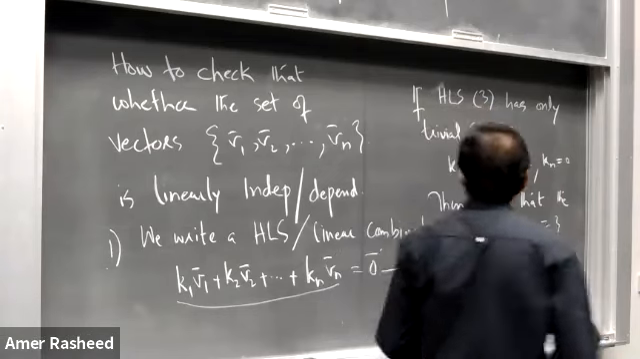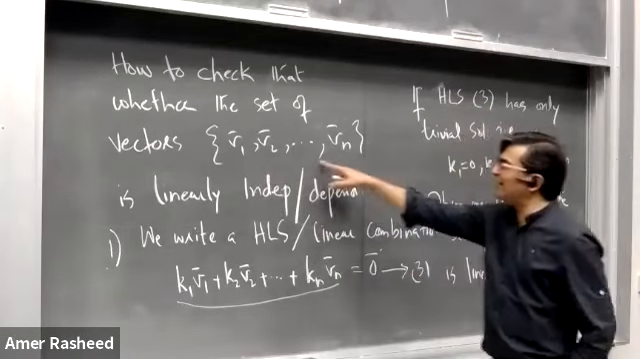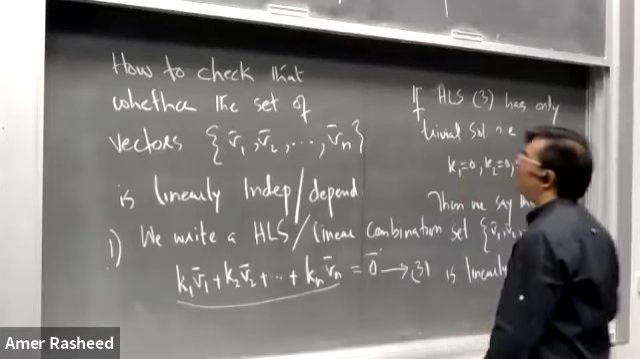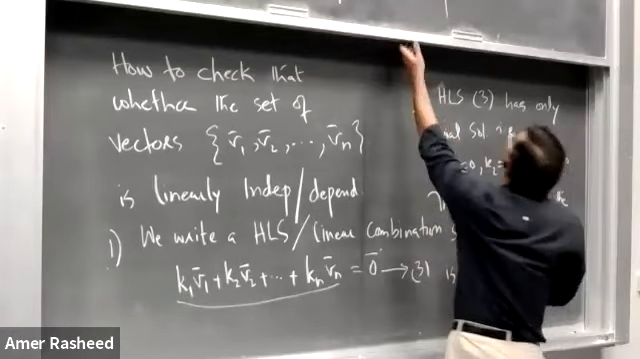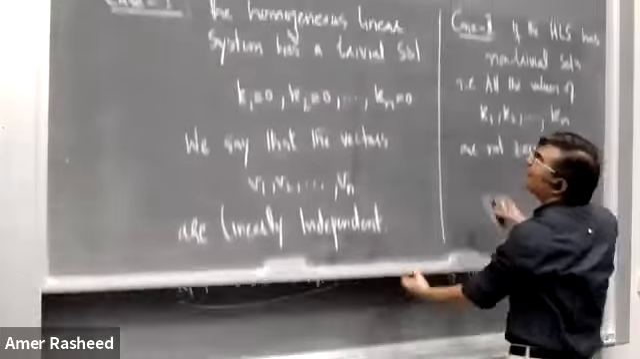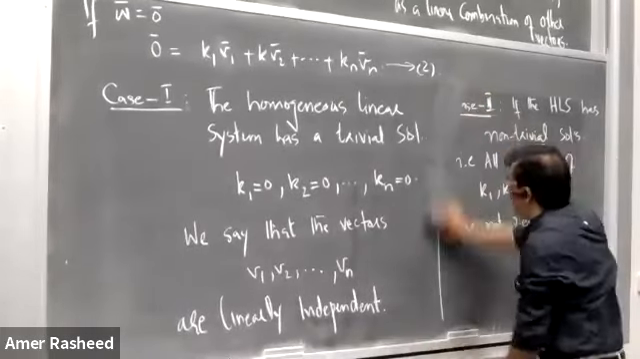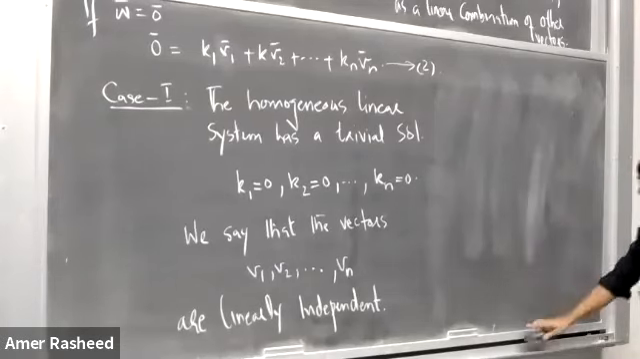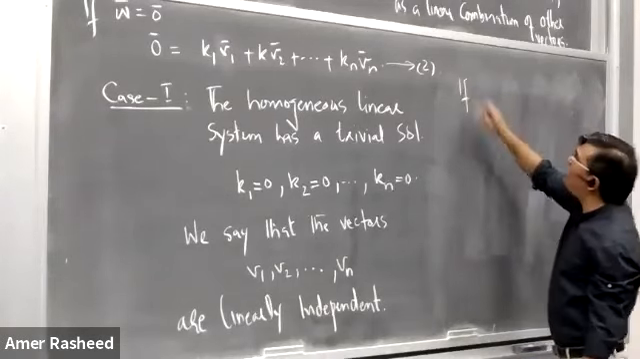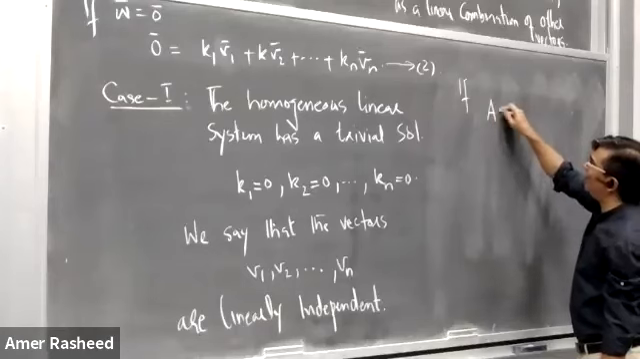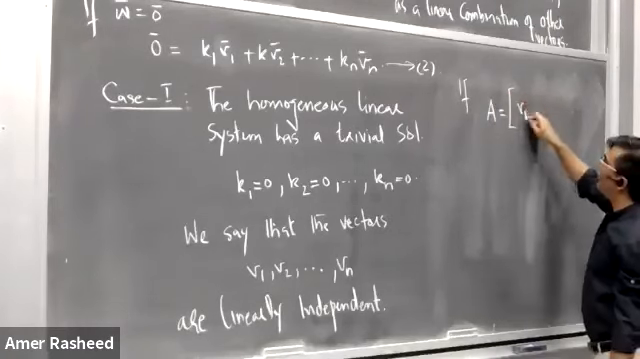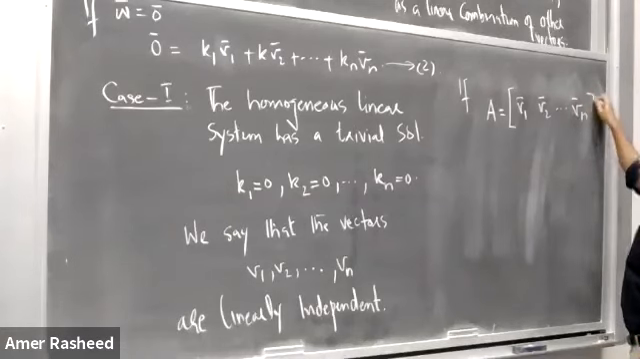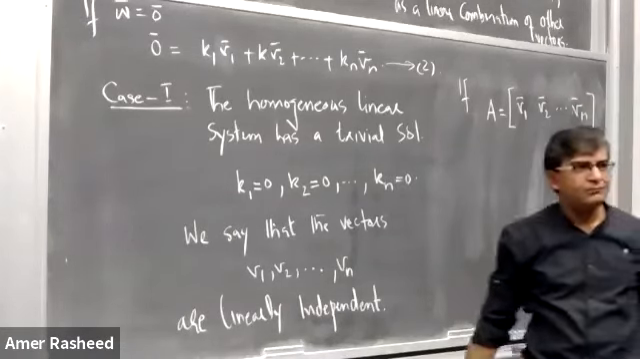If we can put these vectors in the form of a matrix, equivalently, if we put all these vectors in a matrix form, v1, v2, so on, vn. Okay, this is a matrix.